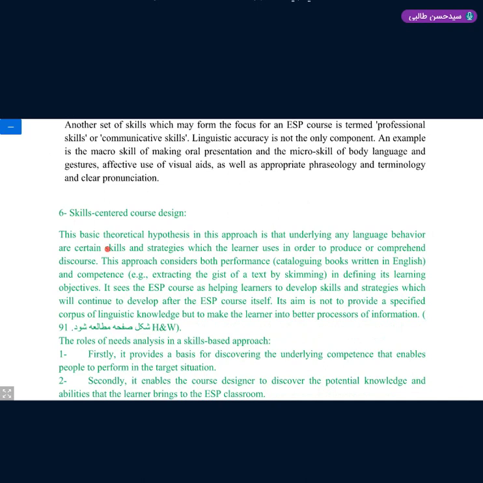By skills, we mean some strategies, like, for example, extracting the gist or main idea of a text by skimming. Skimming is a kind of strategy. Scanning is a kind of strategy in reading comprehension.